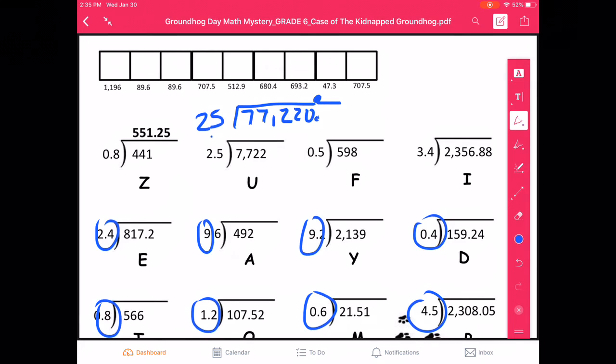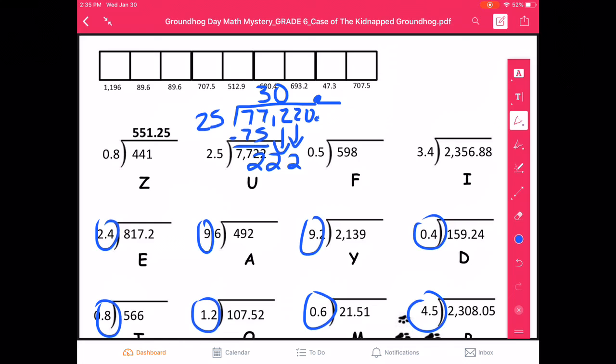First thing I'm going to do is find out how many 25s go into 77, and that answer would be 3, because 3 times 25 is 75. So then I'm going to subtract 75. I'm left with 2. Bring down 2. How many 25s go into 22? That would be 0. Subtract 0. Bring down my next digit, which is 2.